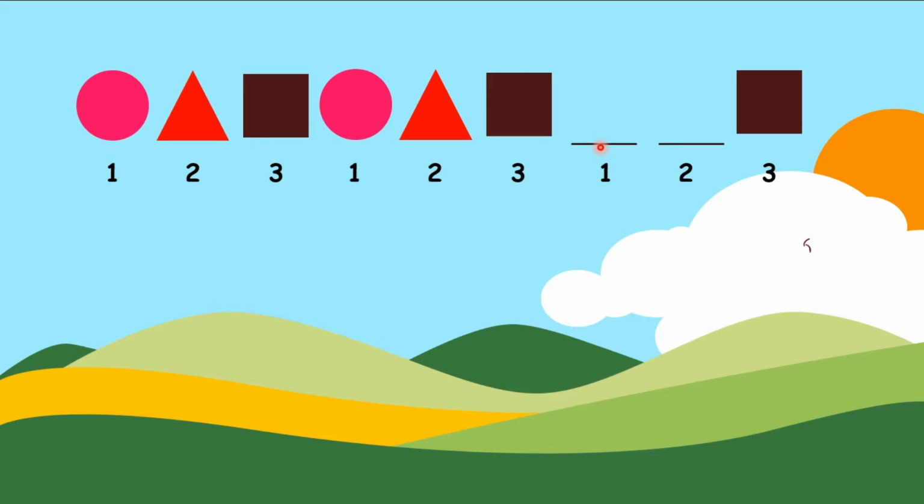So what kind of shapes must we put on this blank? Bentuk apa yang harus kita letakkan di nomor 1? Perhatikan, nomor 1 adalah milik lingkaran. So we must put circle here. And how about number 2? Nomor 2, anak Miss, look at this. Number 2 is a triangle. So we must put triangle on this blank.